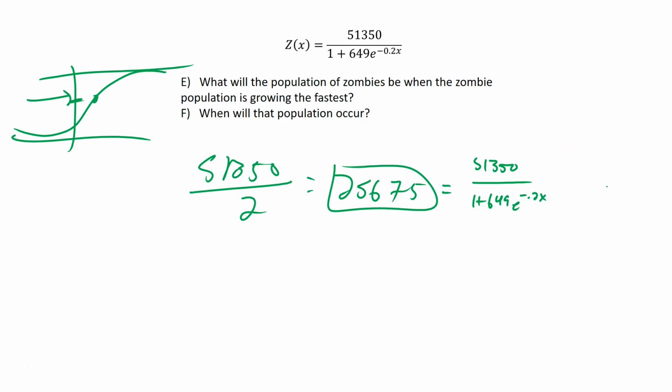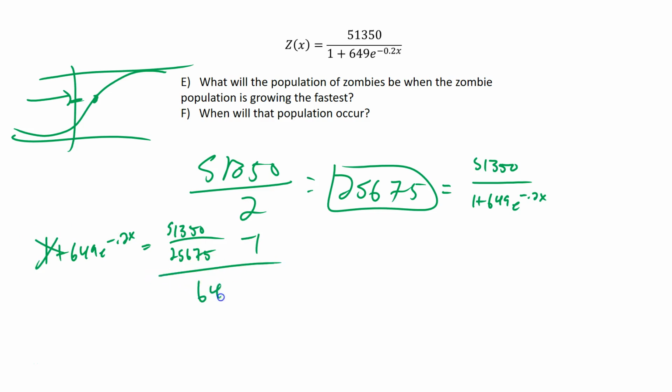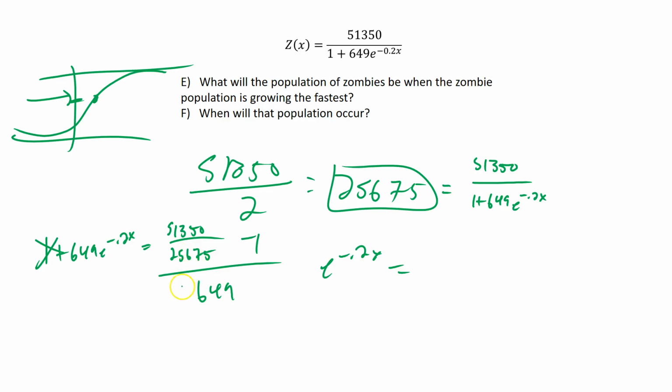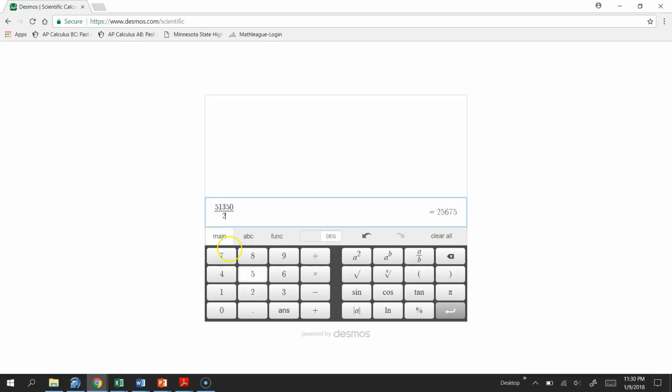Let's see if I can not mess up the calculator as much this time. So we're going to swap them. So we got 1 plus 649 e to the negative 0.2x equal to 51350 divided by 25675. All right. Subtract 1, that goes away, divide by 649. So we have e to the negative 0.2x. Let's figure out what that is. So we have 51350 divided by 25675. What should that be? It should be 2, right? There we go. Okay.